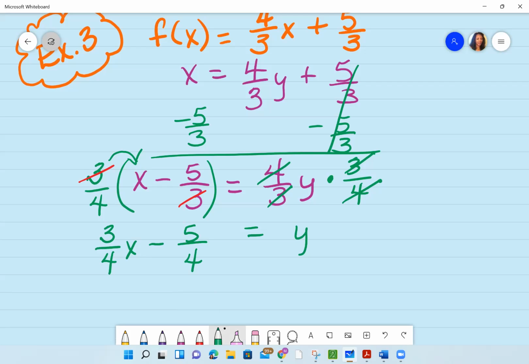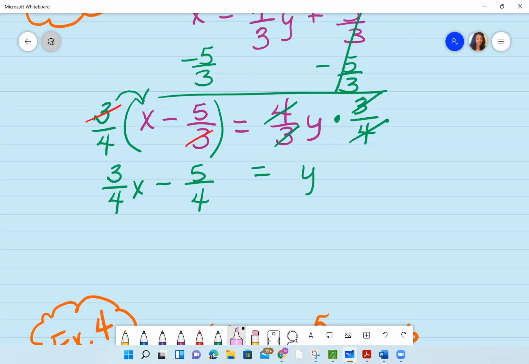Well, let's say that confused you. Then you would just take 3 multiplied times negative 5, which is negative 15, divided by 4 times 3, which is 12. Negative 15 divided by 12 would result in negative 5 over 4. So that's another way that you can do it.